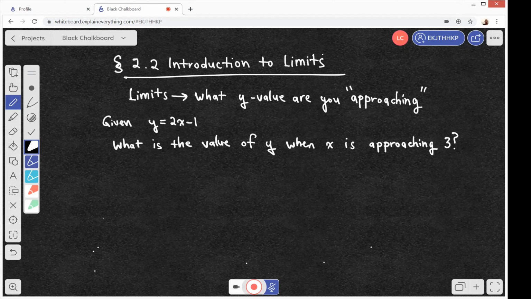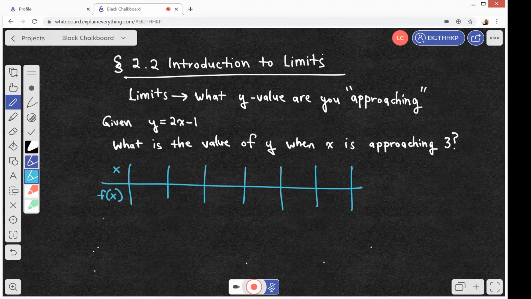So if we were to do this numerically, we're going to be using a table. So let's go ahead and pull up a little table for us. Here's your x. Here's your f of x, which is your y value. And we're just going to make some lines for our table. And we're wondering what happens as you get close to the number 3. Let's say this is the number 3. What happens as you get close to 3?